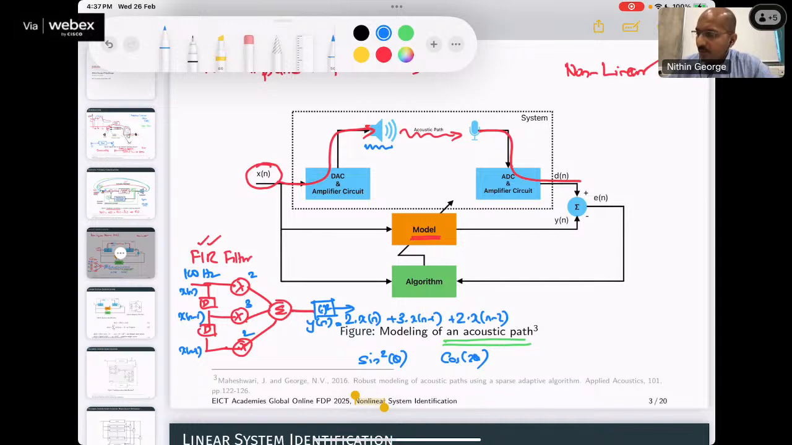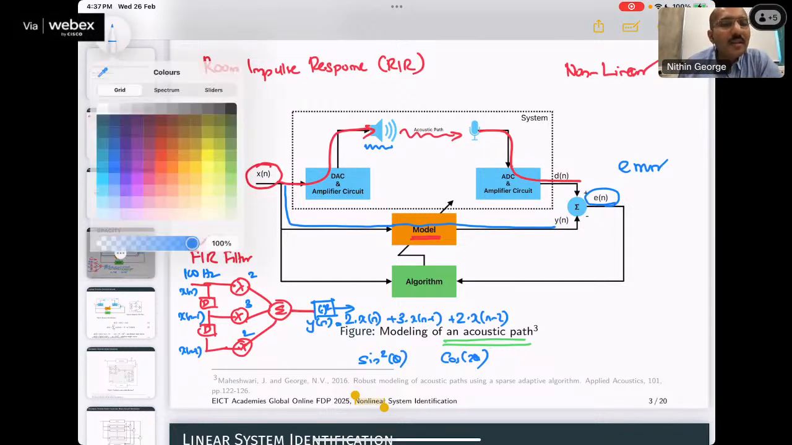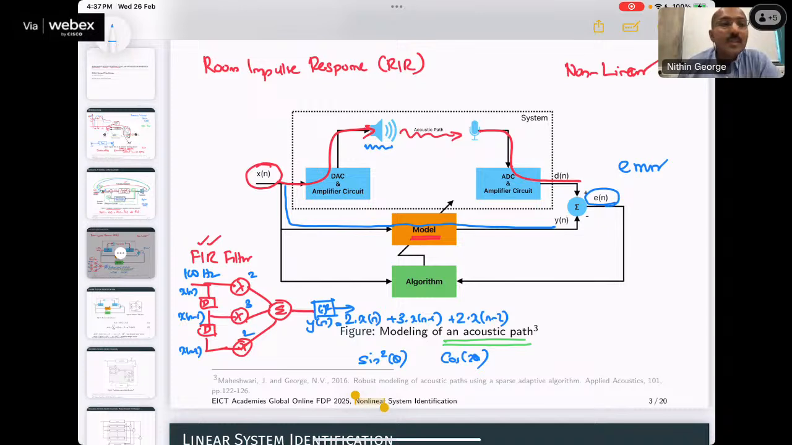So now what happens is, I first pass the x of n through the system and I get d of n. The same x of n I pass through my model. The model will give me some response y of n. And I have a difference between this d of n and y of n, which I call e of n, which is my error signal. Understood. Now, what is our objective? Our objective is to make this model behave similar to the system.